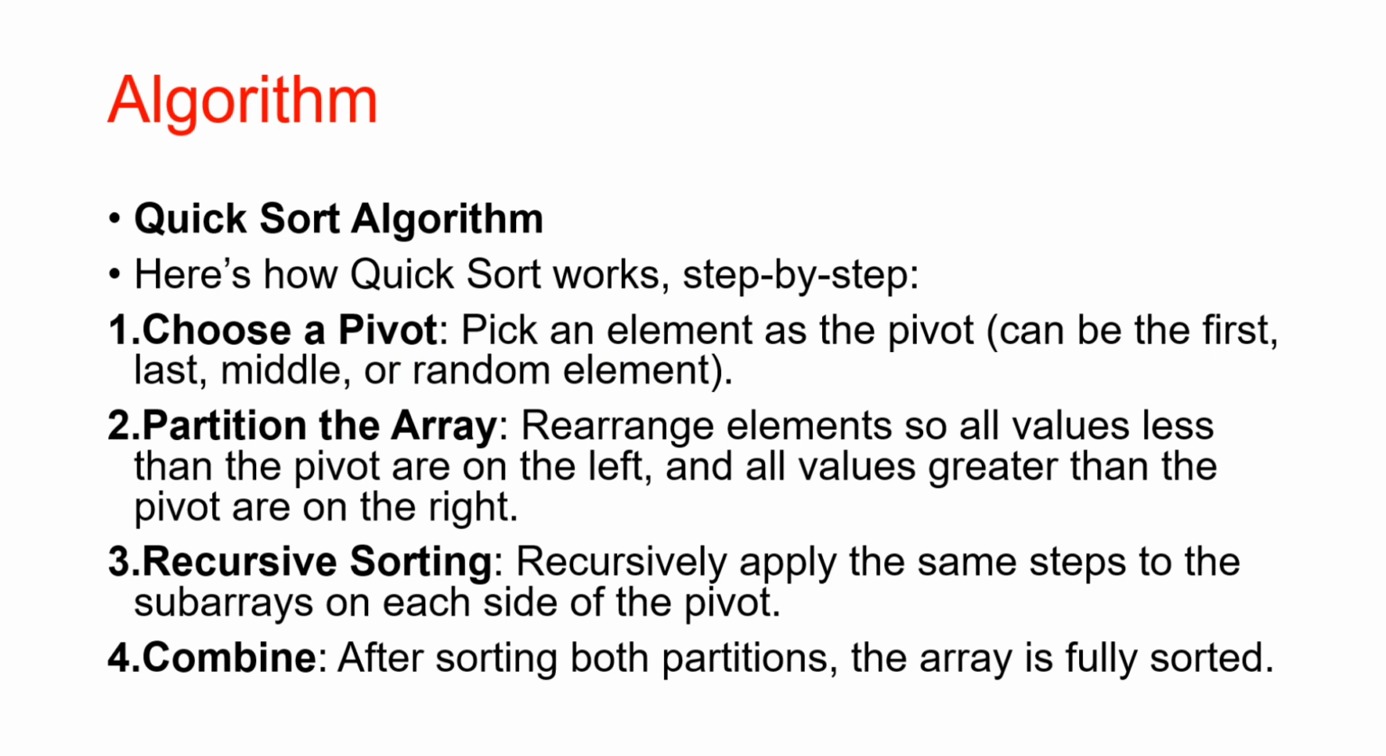Next, we recursively apply the above steps to the subarray of elements with smaller values and the subarray of elements with larger values. The recursion ends when the size of the array is 0 or 1, since such an array is already sorted. After sorting both partitions, the array is fully sorted. This is the algorithm for how Quicksort works.